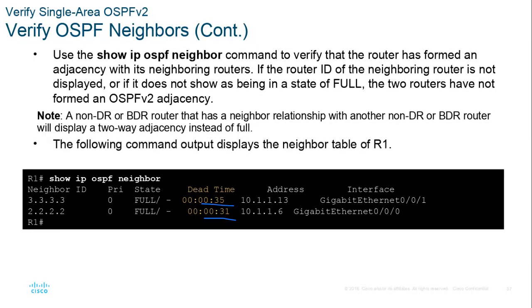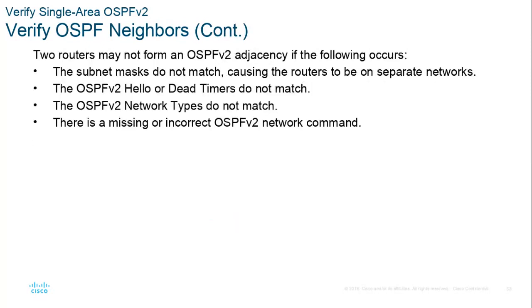Now, if it's a network that has four or more routers, two will be the backup and designated router. The other routers will all be in a full state with the DR and BDR, but they'll be only in the two-way state with each other. And that's normal if you have many routers in one multi-access network.